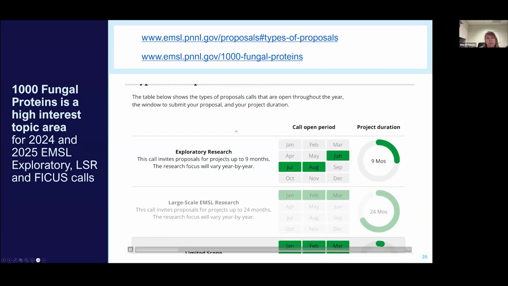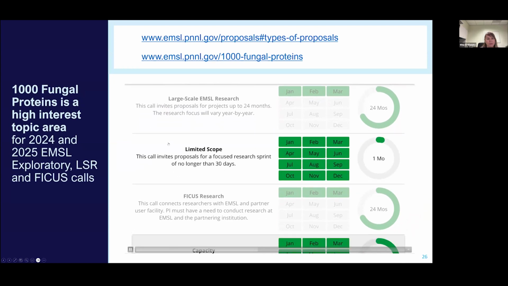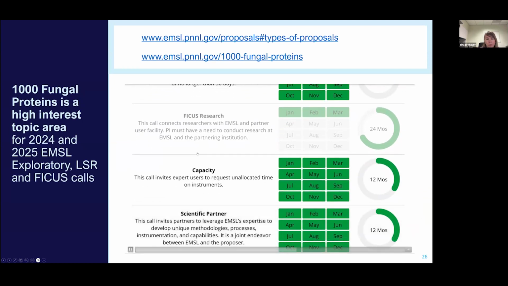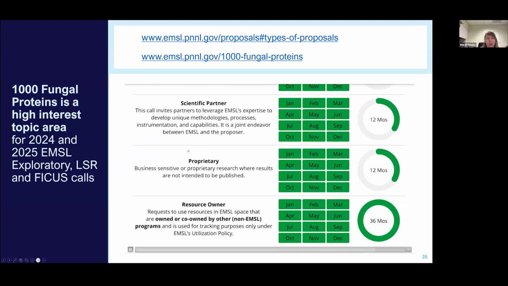The best way to work with us is through EMSL user proposal types, proposals. I want to highlight that 1,000 fungal proteins is a high interest topic this year and next year. So we have to highlight it in the proposals, and you're going to get a higher priority.